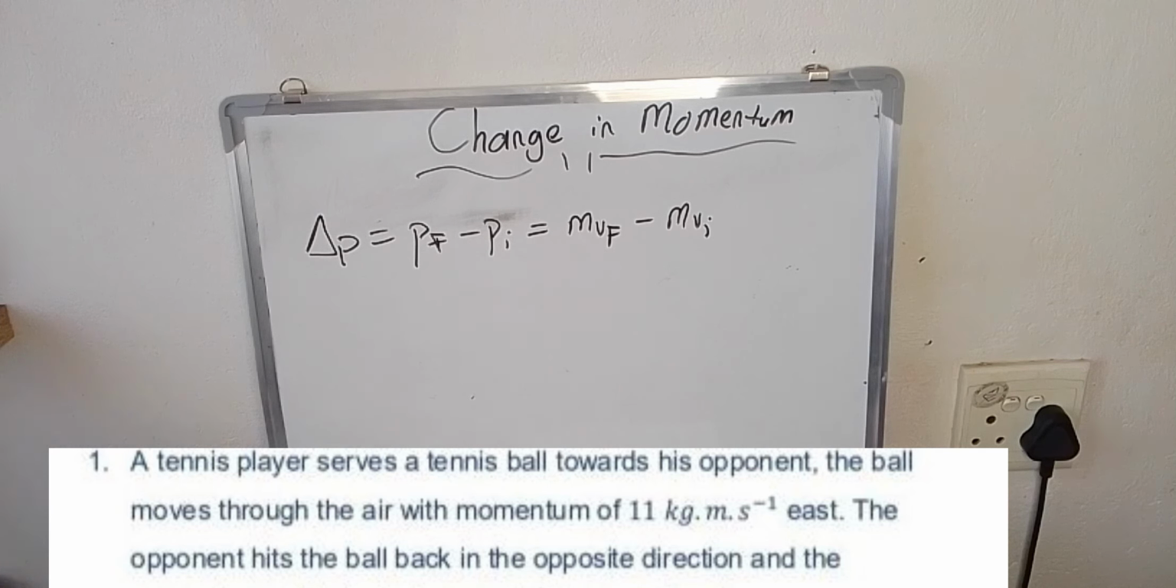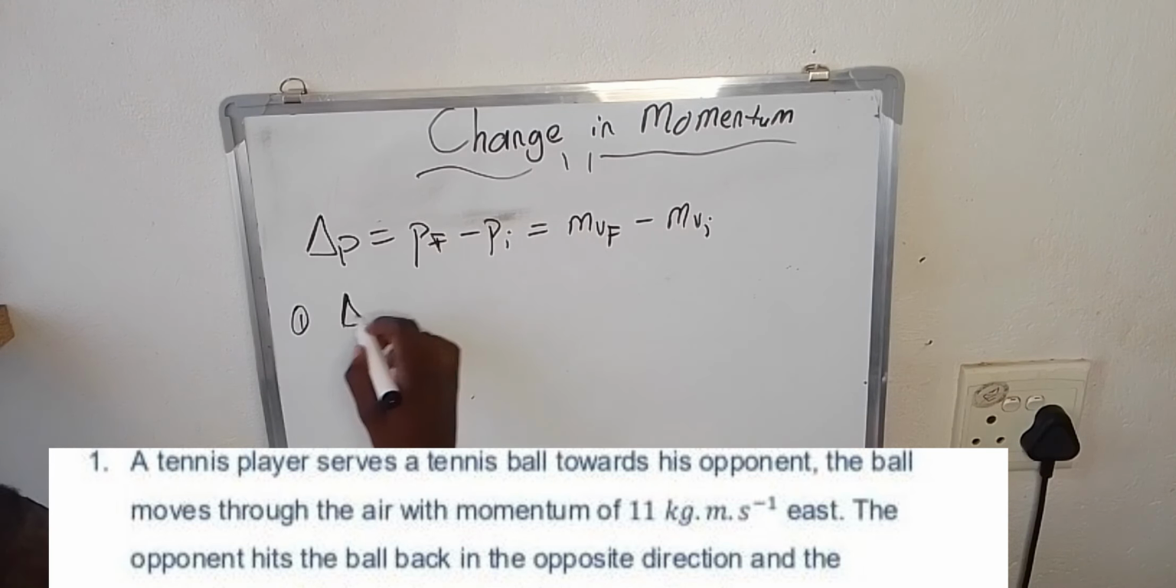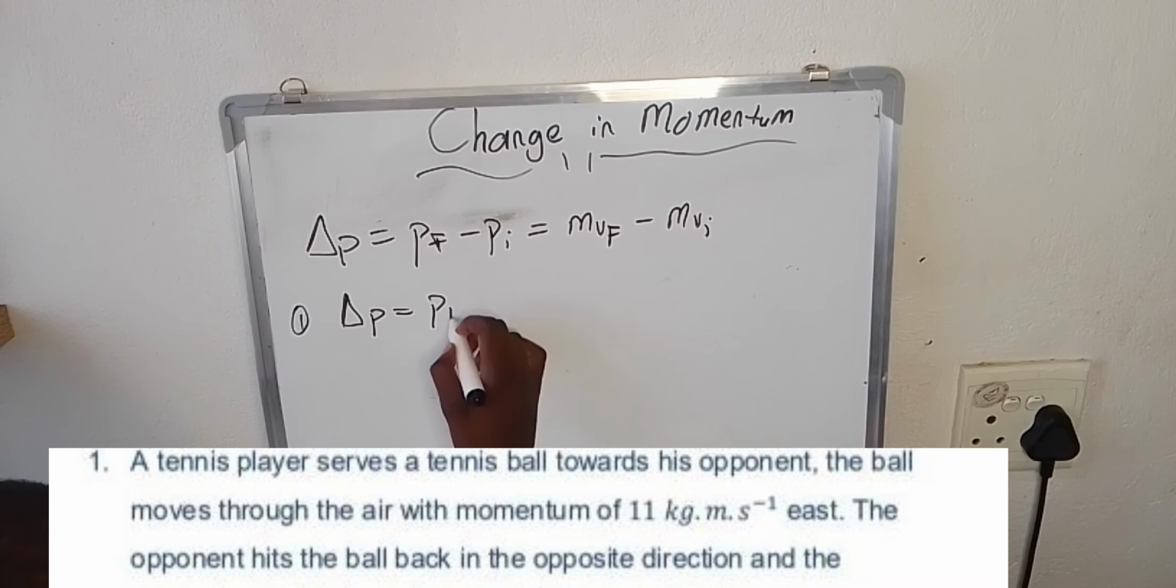The question: a tennis player serves a tennis ball towards his opponent. The ball moves through the air with a momentum of 11 kg·m/s east, and the opponent hits the ball back in the opposite direction, and the momentum of the ball changes to 8 kg·m/s west. Calculate the change in momentum of the tennis ball. So we introduce this formula: P final minus P initial.